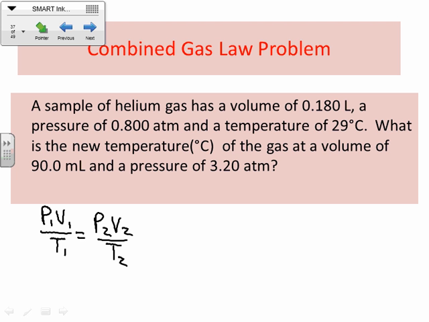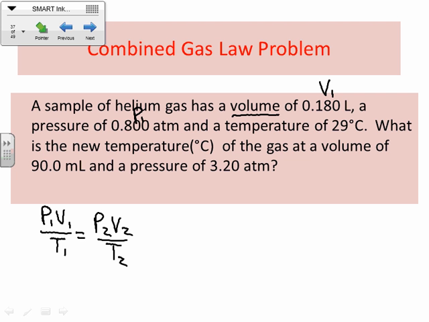So a sample of helium gas has a volume of 0.180 liters. Okay, so that's volume, right? So let's call this our V1. It could be our V2, doesn't matter. But that same sample has a pressure of 0.8. So this volume and this pressure are connected. If I call the volume V1, then this pressure right here needs to be P1, this 0.800.